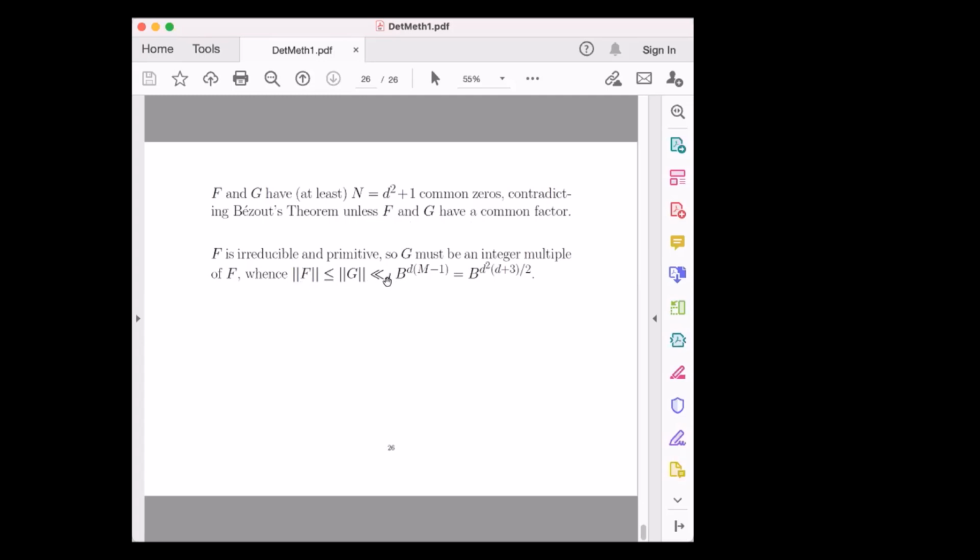So the height of F will be at most the height of G, which is at most this. So the height of F will be of order B to the, well, when you work it out, it's d squared times (d plus 3) over 2. So that concludes the proof of the lemma. You'll see that it involves constructing matrices of monomials, and that is the essence of the determinant method, in fact. We'll see much more of that tomorrow and the next day. So that concludes today's lecture.